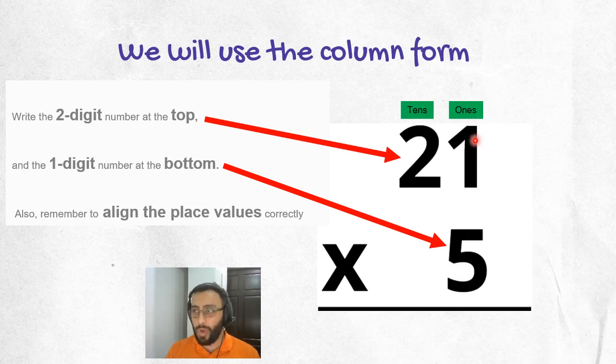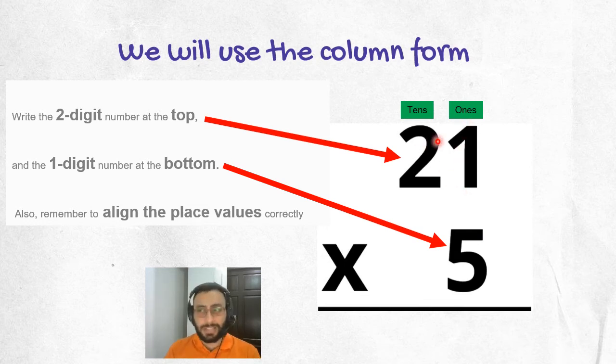Ones, 21, one here. And 5 is a one-digit number, so here. 21, 20, it has to be under tens. So it must be aligned. You cannot put 5 here. No, no, no. It has to be in the right column, okay?